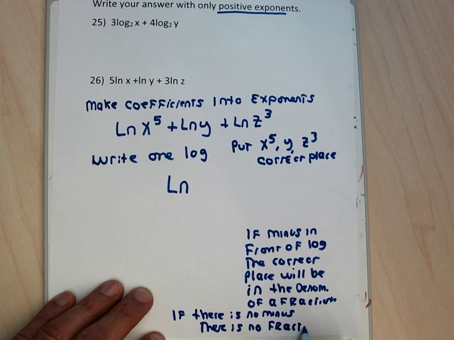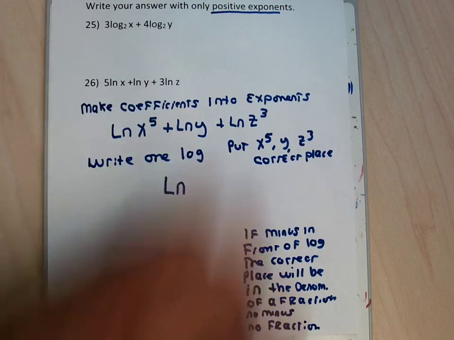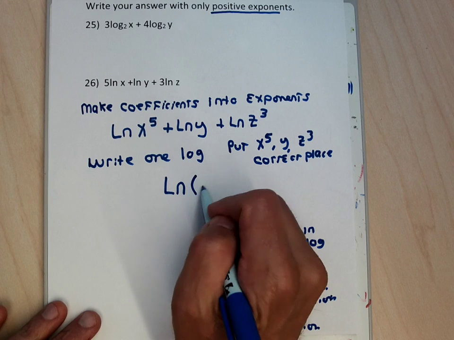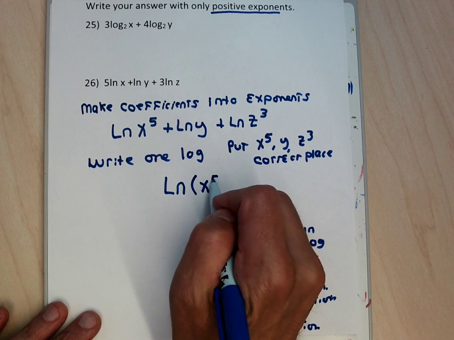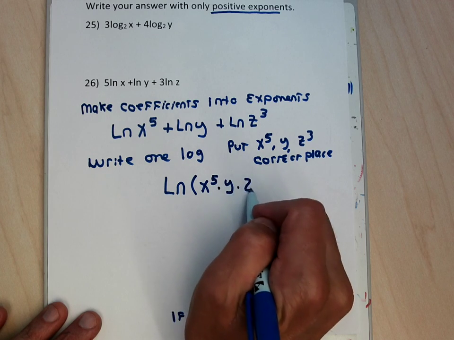So I think it's pretty obvious. Most students do really well on these. The correct place for these are all going to be multiplied together. When I put the letters back into the logarithm, the symbols are going to either be multiplication between the letters or division between the letters. And these 3 letters are going to wind up being multiplied. So I'm going to have an x to the 5th times y times z cubed.